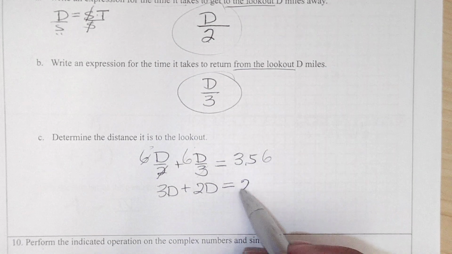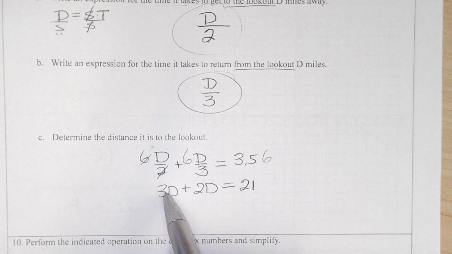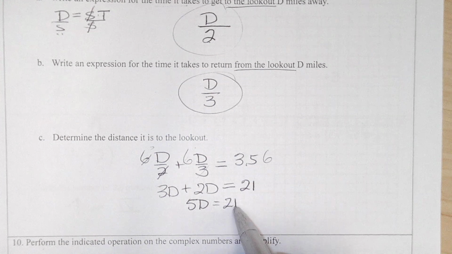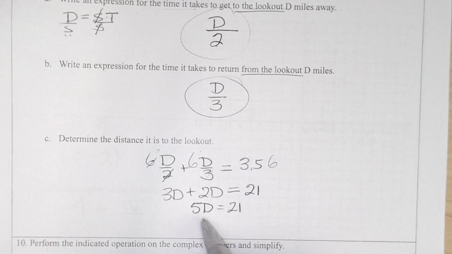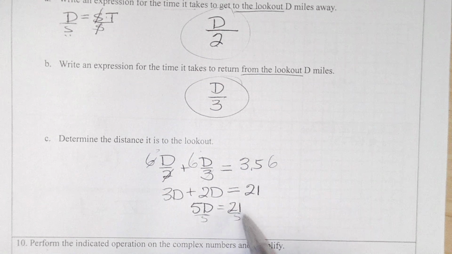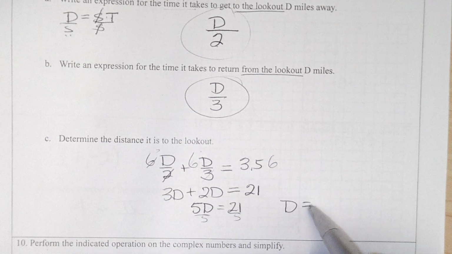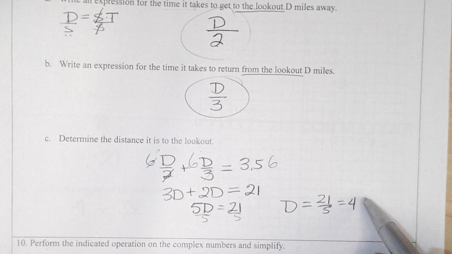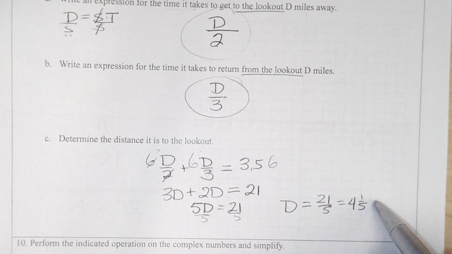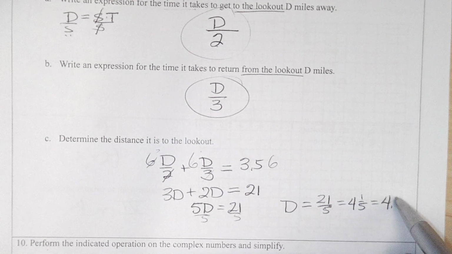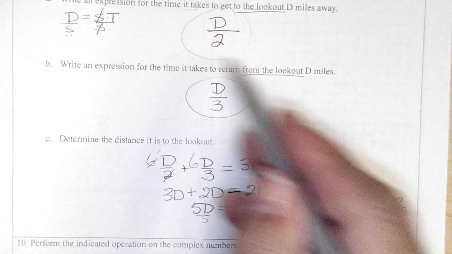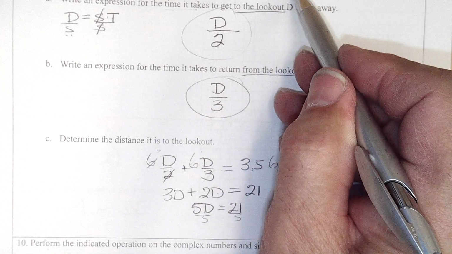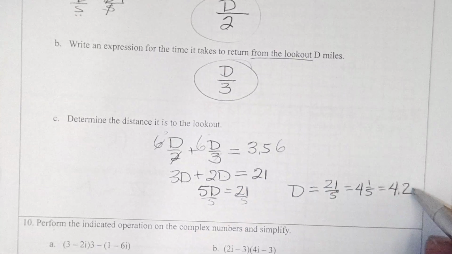3.5 times 6 is 21. 3D plus 2D is 5. D equals 21. Divide by 5. And D, the distance, is 21 divided by 5, or 4 1/5, or 4.2. And this is a word problem, so there's some meaning and there's some units. And this distance is, since it's miles per hour, would have to be miles.